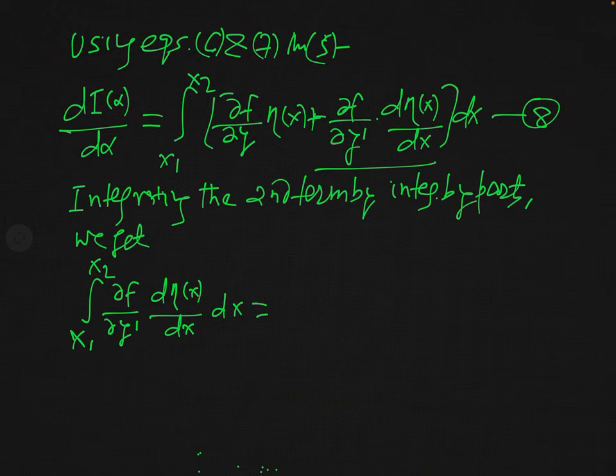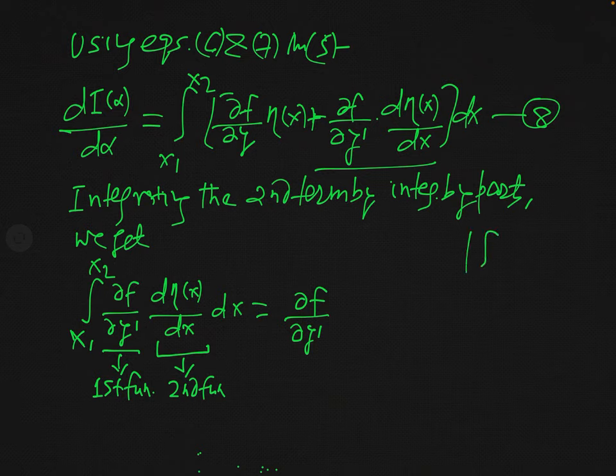You can see that we will take this del f by del y prime as first function. This is your first function. And this d eta of x dx, we take it as second function. And then we will apply the rule or the formula for integration by parts. According to the rule of integration by parts, we write the first function into integral of second function. So what is your first function? First function is del f by del y prime, and integral of d eta x by dx will be what?